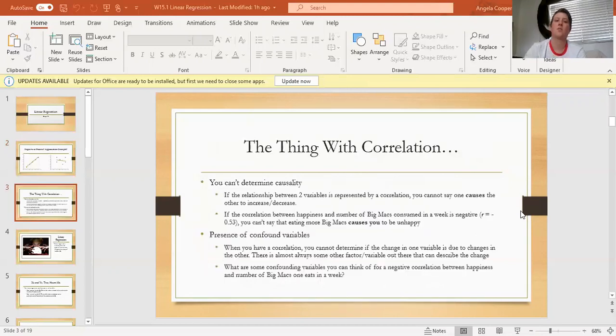Okay, so as we mentioned before in the correlation video, and as we know about correlation, it cannot determine causation. It can't determine causality. So if the relationship between two variables has a correlation, we're not saying that one variable is causing the change in the other.